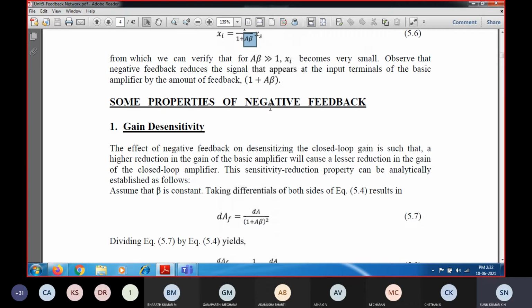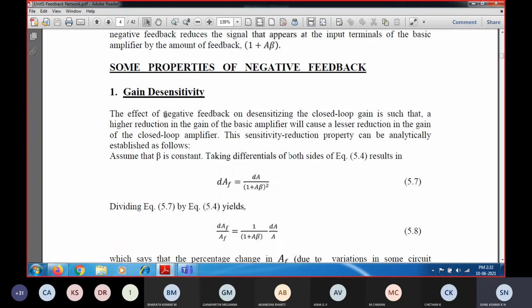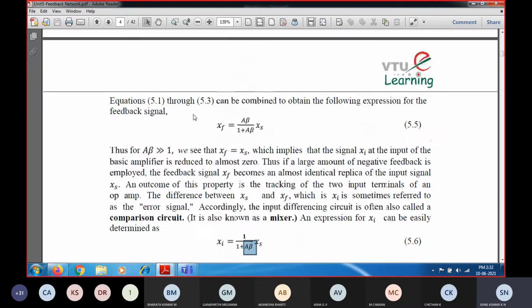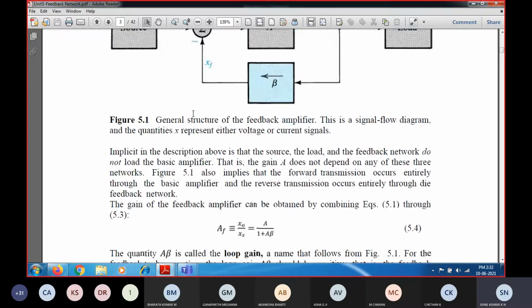And we have seen that in the previous class also. So gain becomes desensitized. We are going into detail on how the application of this negative feedback gives the advantage. The first thing we have seen is that it desensitizes the gain. Desensitizing the gain means that if there is any drastic change in the main amplifier gain, the feedback structure reduces its effect. I will explain through the feedback structure.